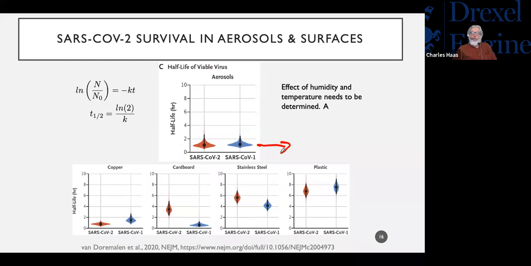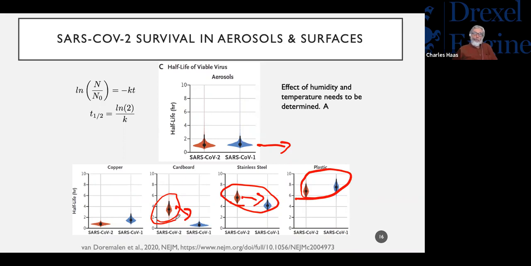Half-life on surfaces depends very much on the surface. Longer half-life on plastic than on stainless steel. More of a difference between CoV1 and CoV2 on cardboard. And copper dies off very quickly. This number has certainly been the source of a lot of press. Let's say a 3-hour half-life on cardboard.